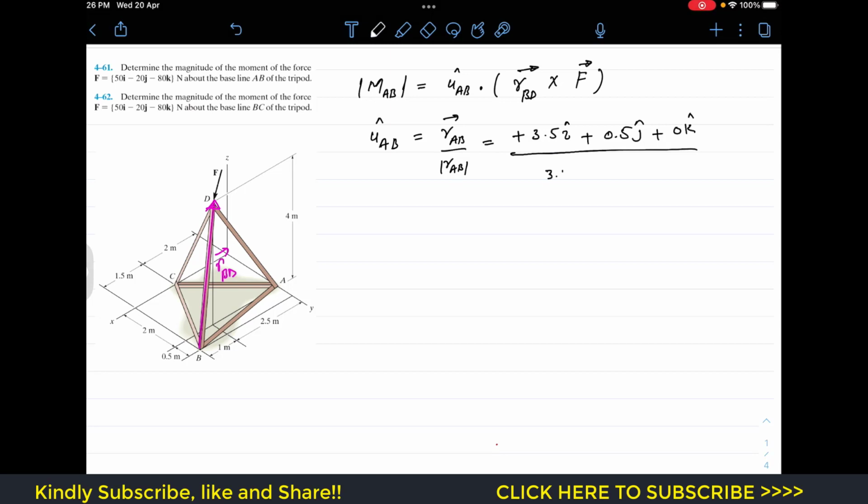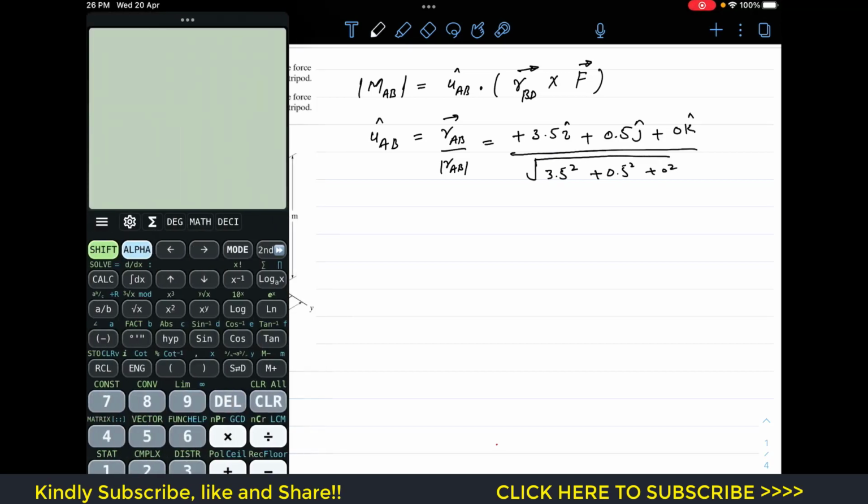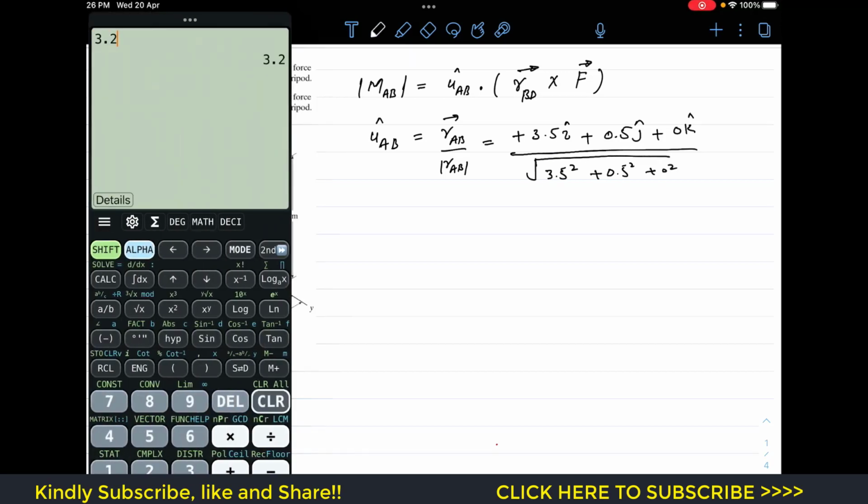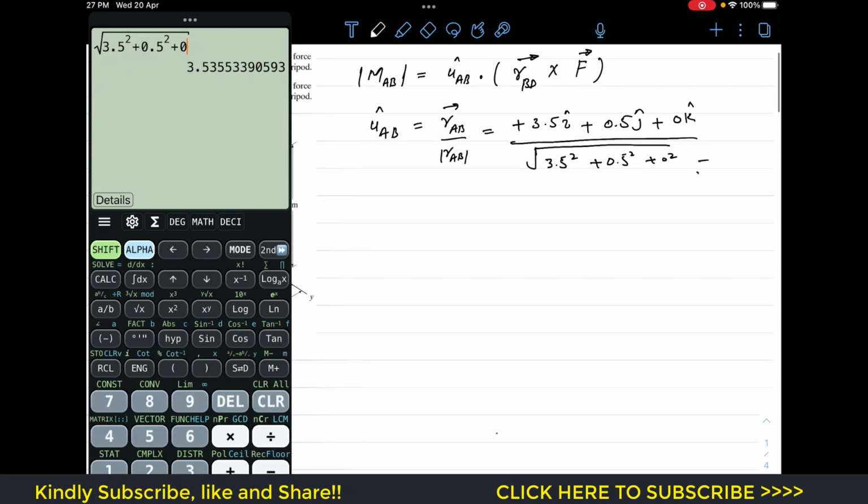Now the magnitude will be the square root of 3.5 squared plus 0.5 squared plus 0 squared. So this will give us the magnitude, which is 3.536 approximately, and this is in meters, right?